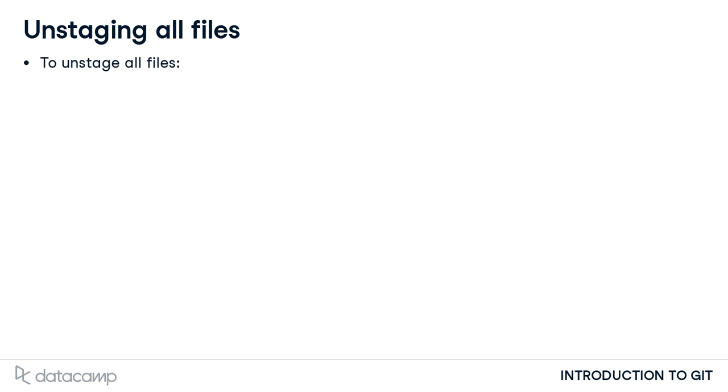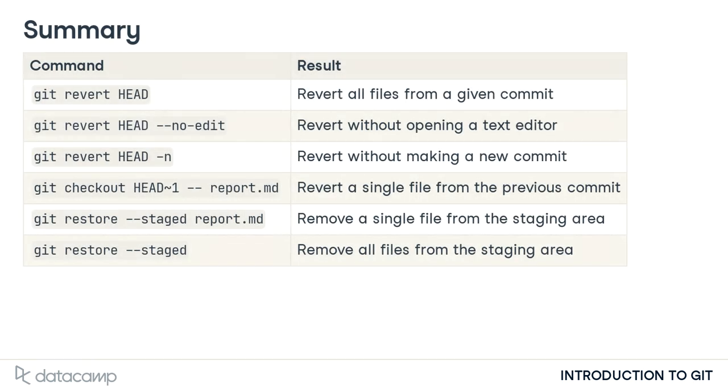Alternatively, to move all files in the staging area back to the repo, we execute git restore --staged without specifying any file names. We covered 3 new commands with several flags: git revert, git checkout, and git restore. This table summarizes their usage. Let's practice.